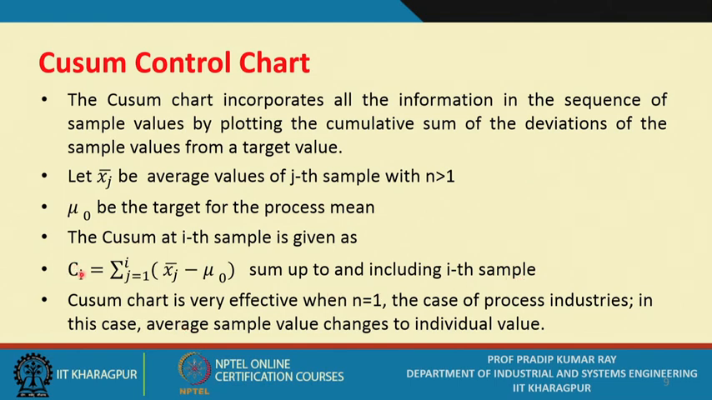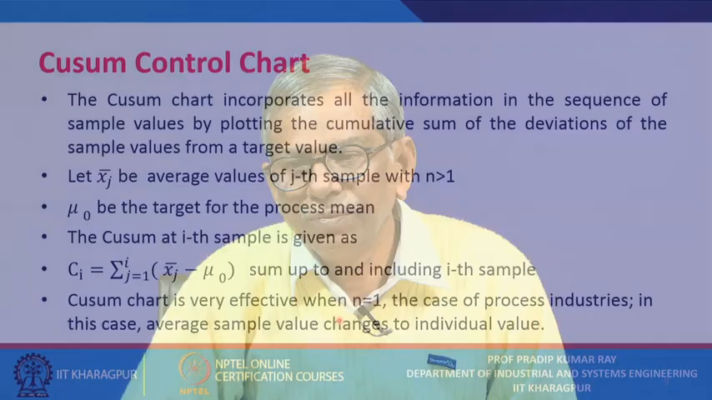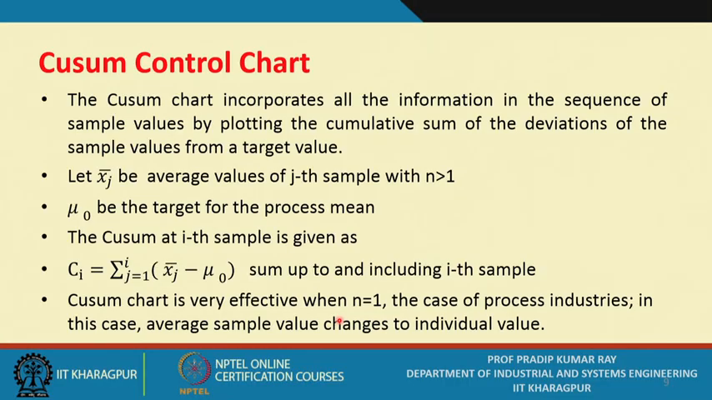This is your cumulative sum of the deviations, the sum of the deviations from the target value up to the ith sample point and including the ith sample. Is it okay? So the Cusum chart is very effective when n equals 1, when you are referring to the control chart for individual units, that means the X chart. You should know under which conditions you have no alternative but to use the X chart. Is it okay? So the sample size is very, very small. It is 1.